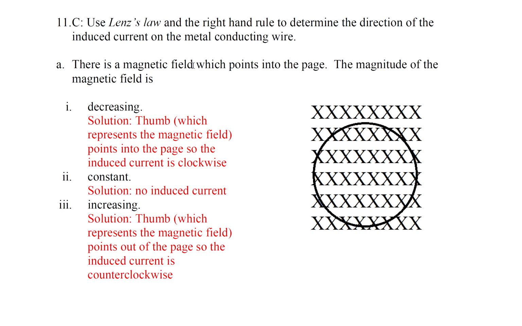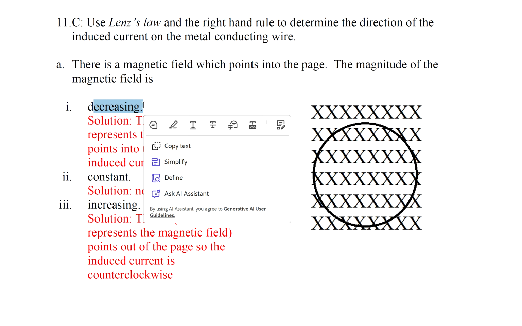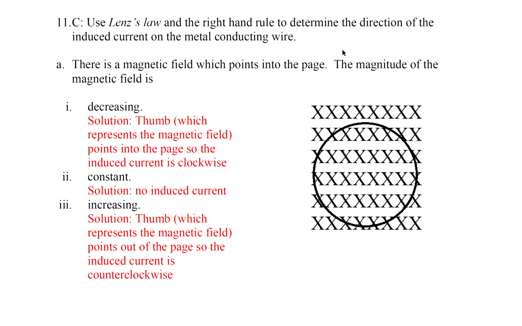If the magnitude of the magnetic field is decreasing, then we're going to have less magnetic field into the page. We don't want that change, so we want more magnetic field into the page. So let's put our thumb into the page and our fingers curl clockwise. Since our thumb is into the page and our fingers are clockwise, the induced current is clockwise. We're using our right hand, so take out your right hand and let's do this.